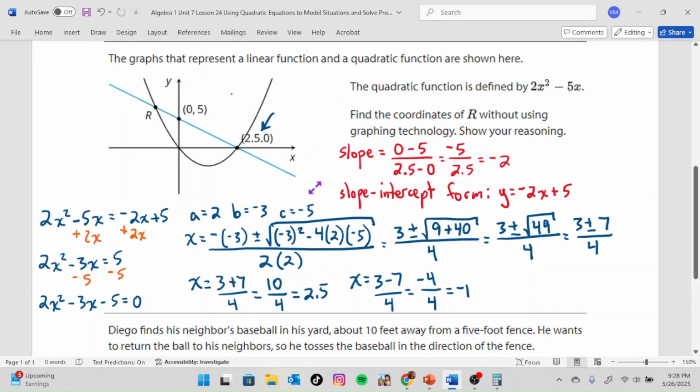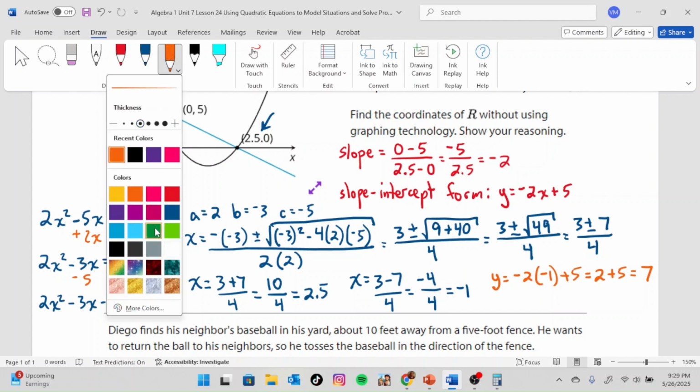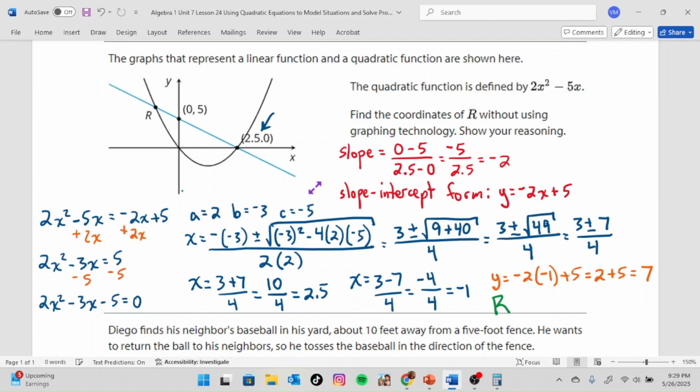Now we're going to take this -1 and we're going to substitute it into either of the functions. So the easier one would be substituting it into this linear function that we found. Y equals -2 times -1 plus 5. -2 times -1 is +2. And 2 plus 5 is 7. This gives us the answer that r equals the point -1, +7.